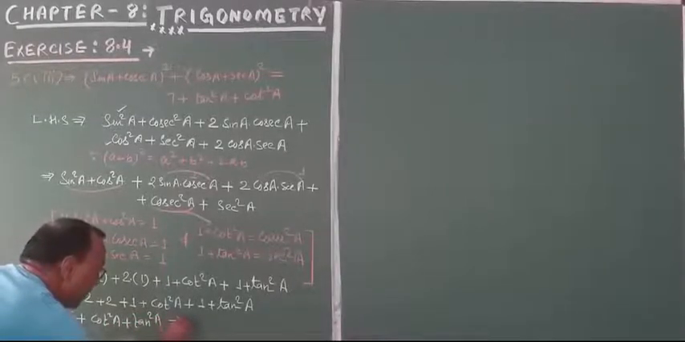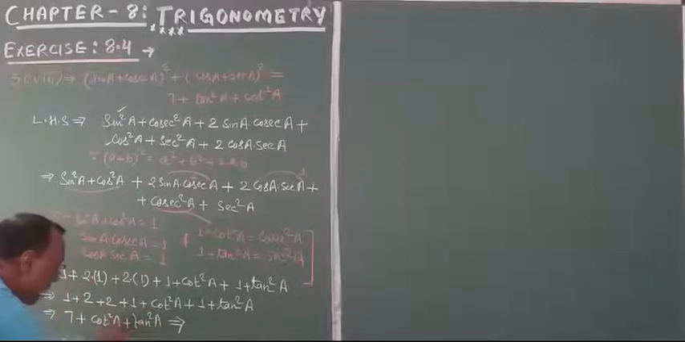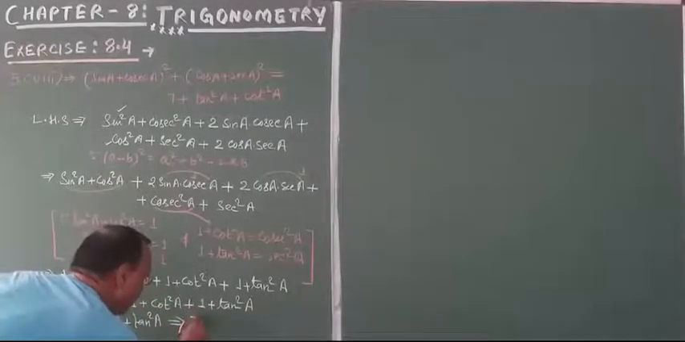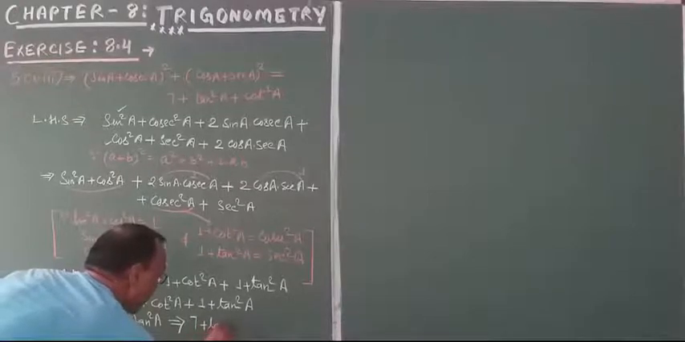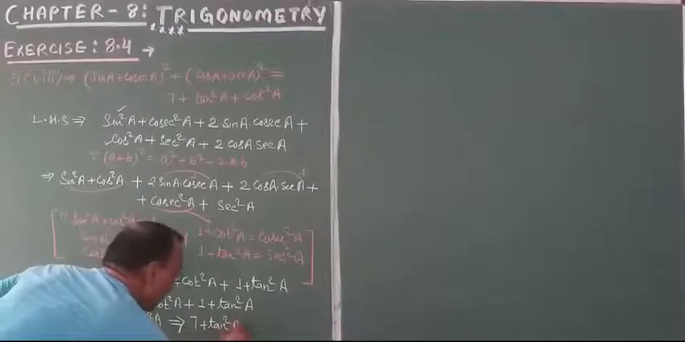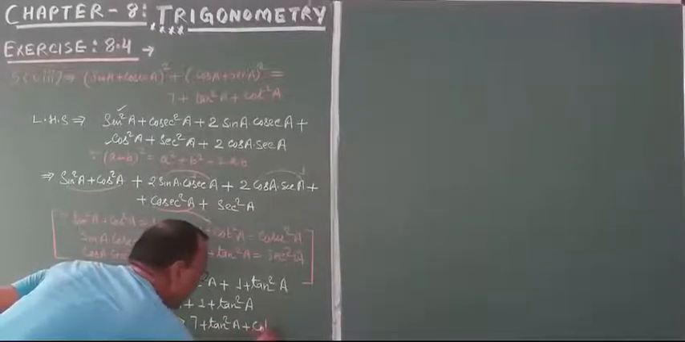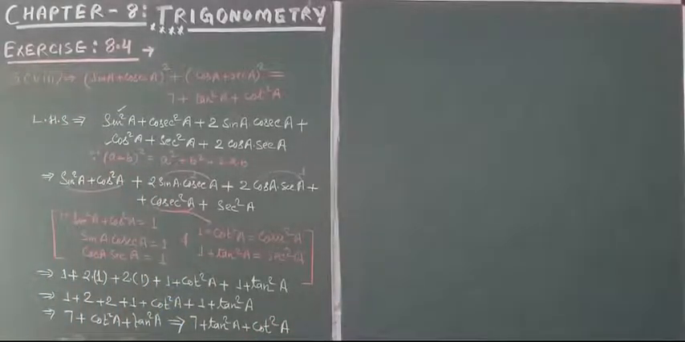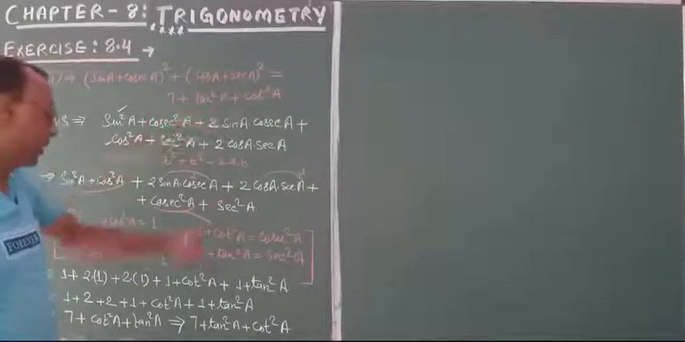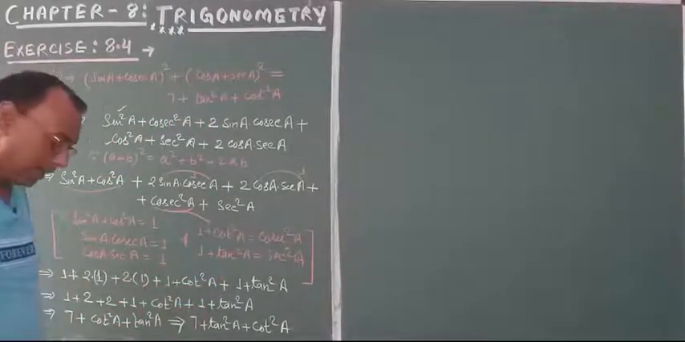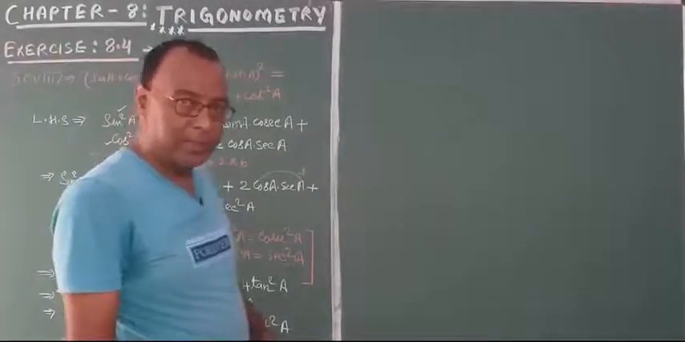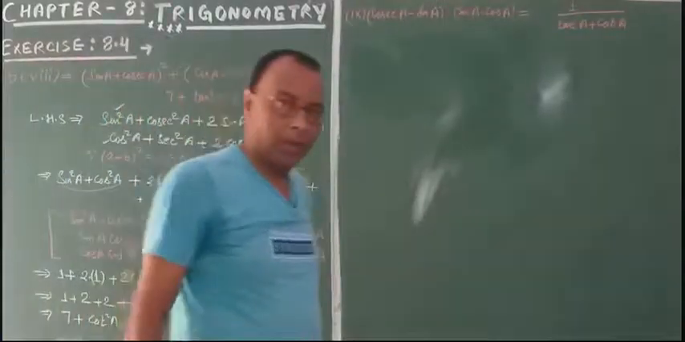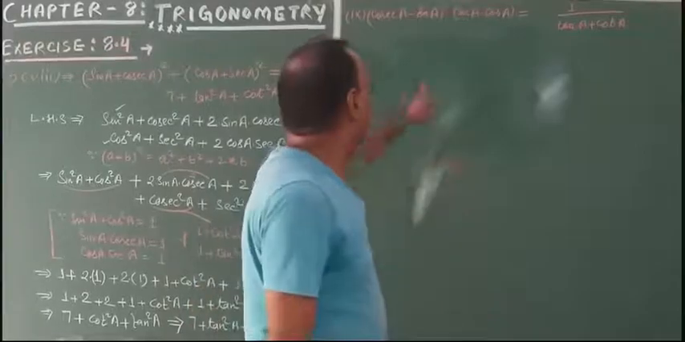Now we can change the position of tan square A and cot square A. So what we will get? 7 plus tan square A plus cot square A, and this is the right hand side. This is the right hand side, and this is proved. Now this is the 9th part.